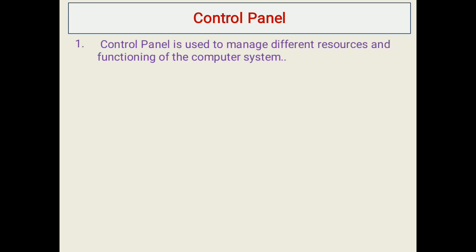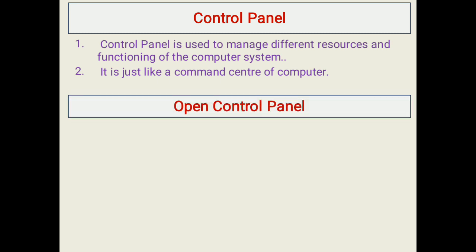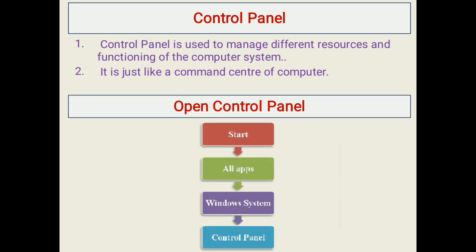First is control panel. Control panel is used to manage different resources and functioning of the computer system. It is termed as the command center of the computer system. It means the user can change display settings, add or remove a program, change date and time, etc. Now how to open a control panel? First you have to click on the start button, then all applications, then Windows System, and lastly click on the control panel option.